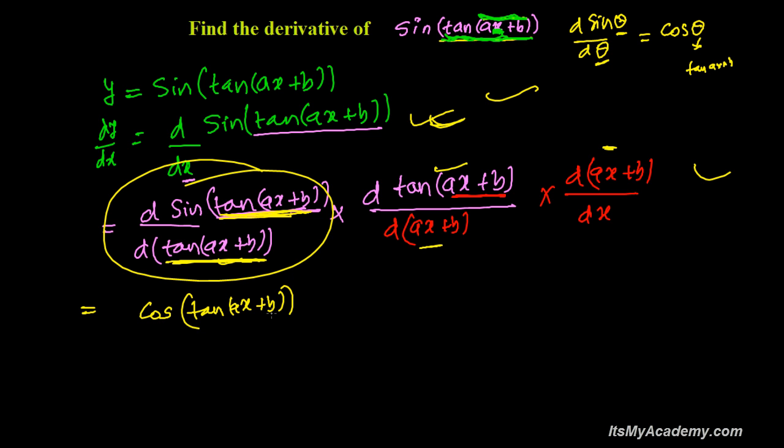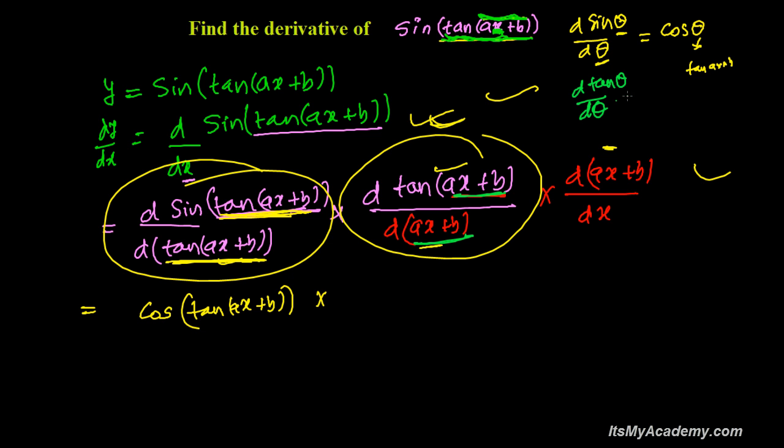Alright, I got the derivative of the first part, and now let's work on this part. To find the derivative of this part, again it's like the derivative of tan theta, where theta is ax plus b, and we know that derivative of tan theta with respect to theta is sec square theta, right? But instead of theta here we have ax plus b, so instead of sec square theta we will write sec square ax plus b.